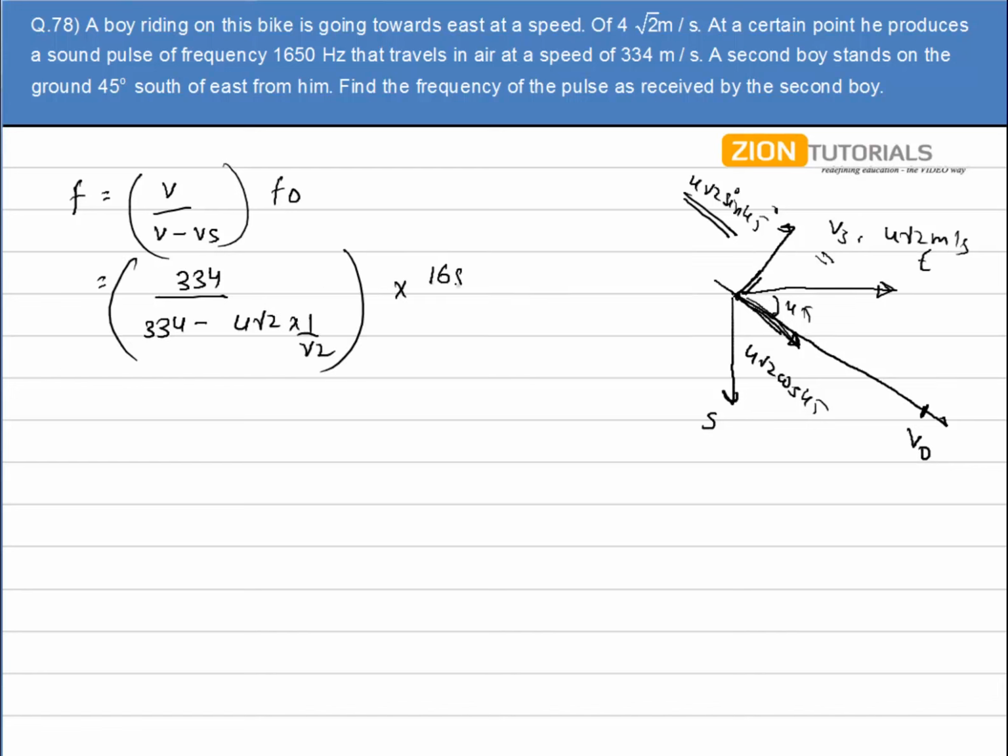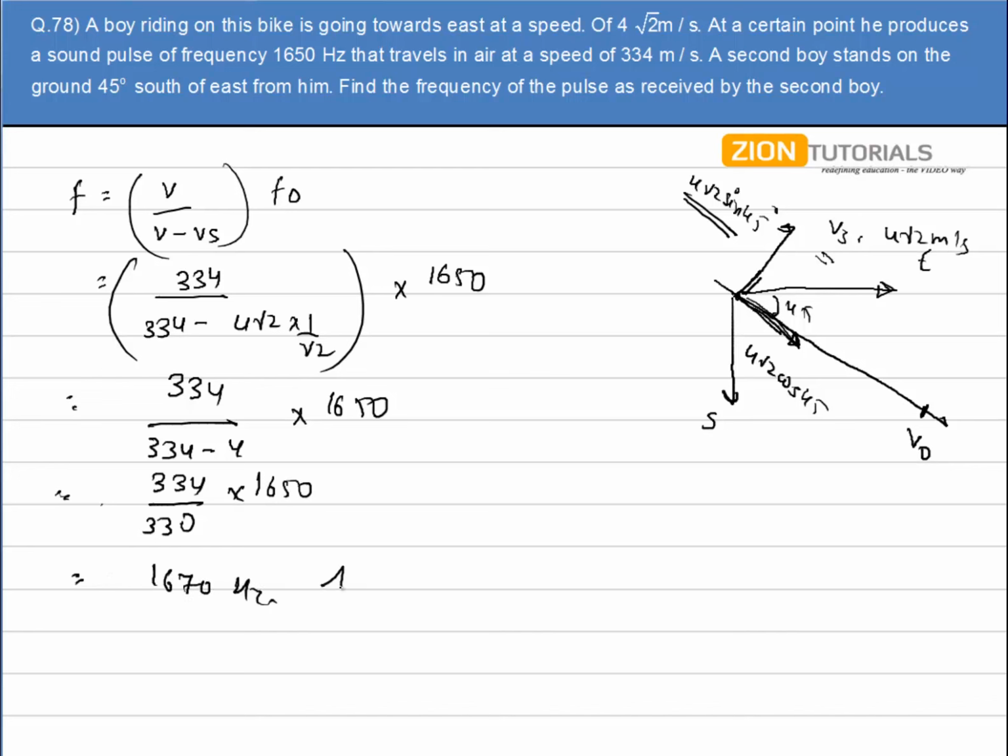that is 1650. So it comes out to be 334 minus 4, that is 334 by 330, into 1650. On solving this equation, I get the frequency as 1670 Hz. That is the answer.